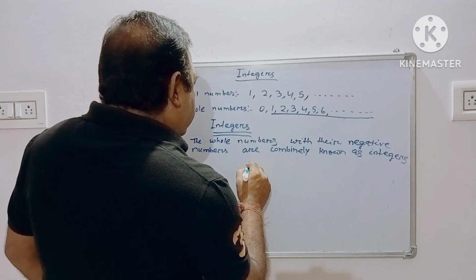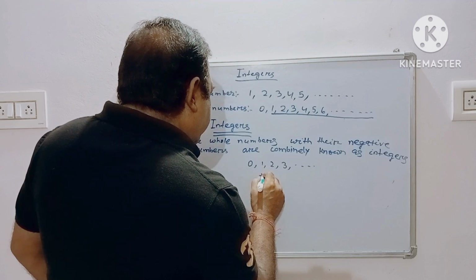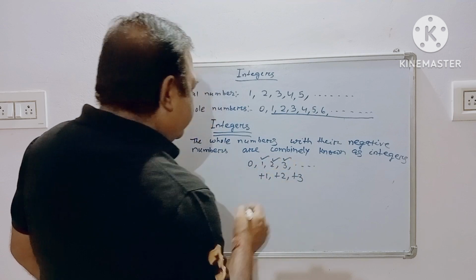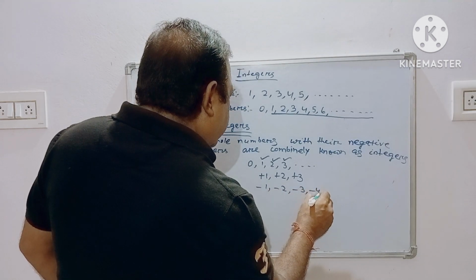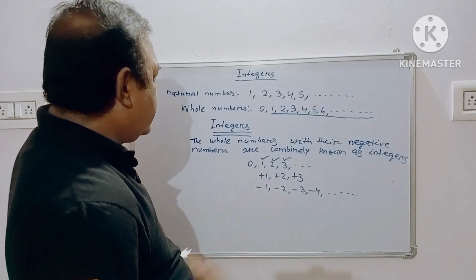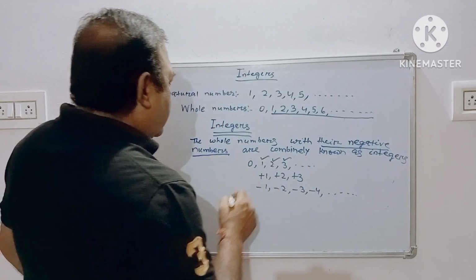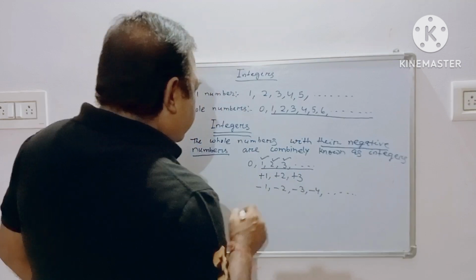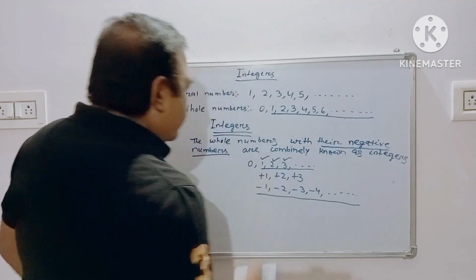So the whole numbers, 0, 1, 2, 3, like this, and also +1, +2, +3, we may write like this, and also -1, -2, -3, -4, like this. So these are the negative numbers. We were using 1, 2, 3, like +1, +2, +3, but we are now using -1, -2, -3, -4. What does it mean?